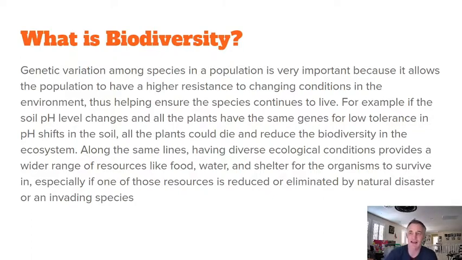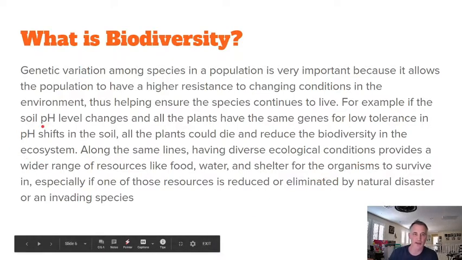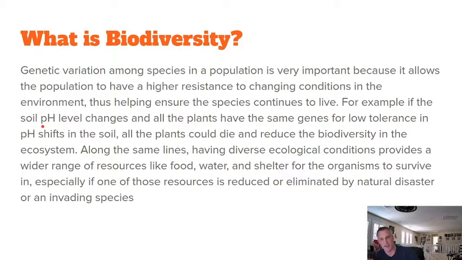We can say the same thing. Here's another example that's on the notes here. We can talk about soil pH, right? So if the soil pH levels change within an ecosystem, then all the plants that have the same genes and they have a low tolerance for pH shifts in soil could be affected by that change in the environment, right? So all the plants could end up dying off because of the reduced biodiversity within the ecosystem.